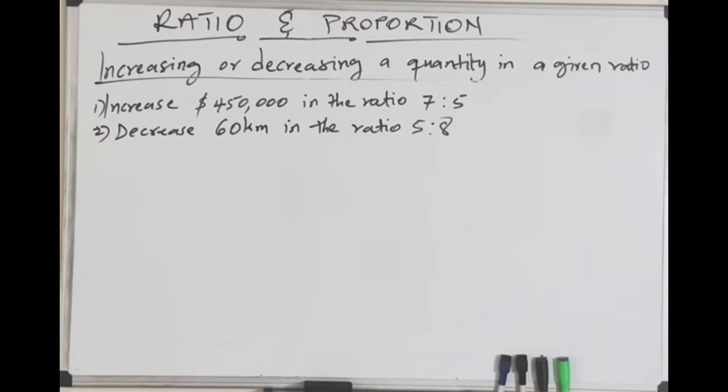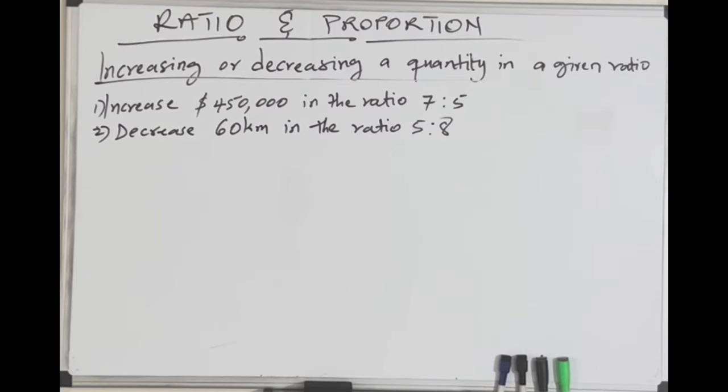Increasing or decreasing a quantity in a given ratio. A quantity can be increased or decreased in a given ratio by multiplying it by a suitable fraction. If the price increases in a ratio 3 to 2, then multiply by the fraction 3 over 2. Very simple.